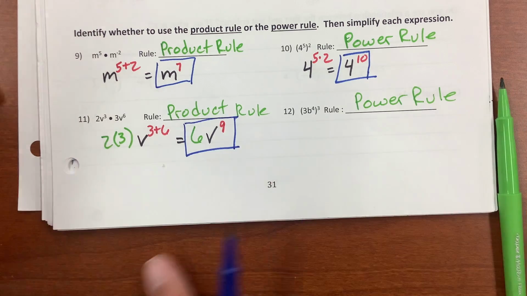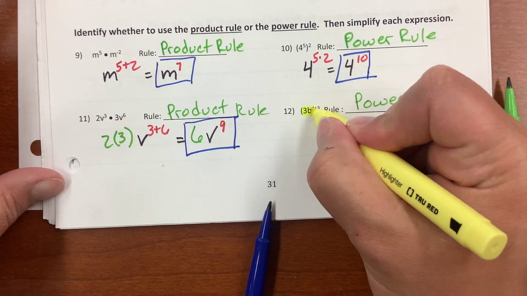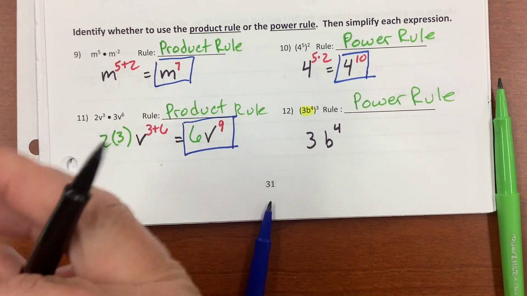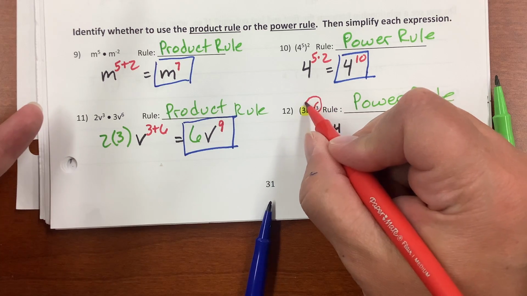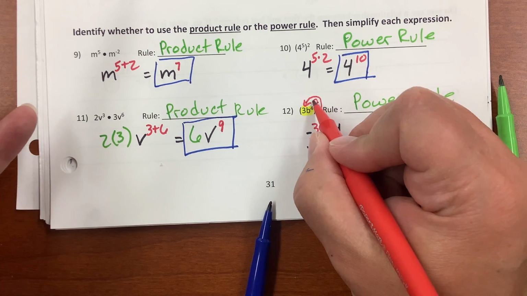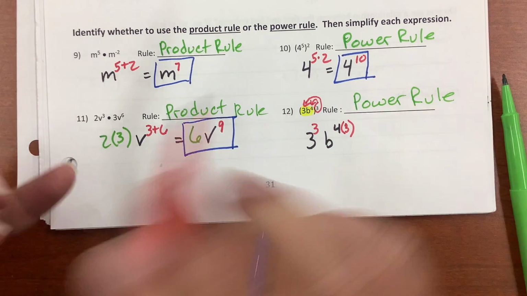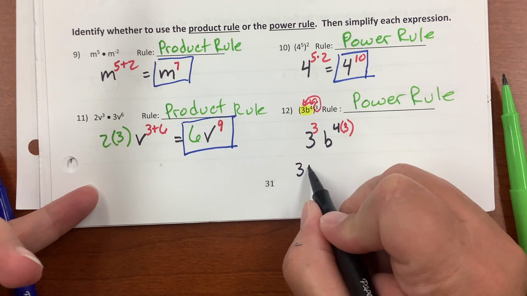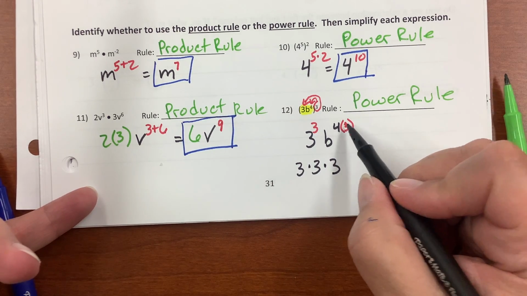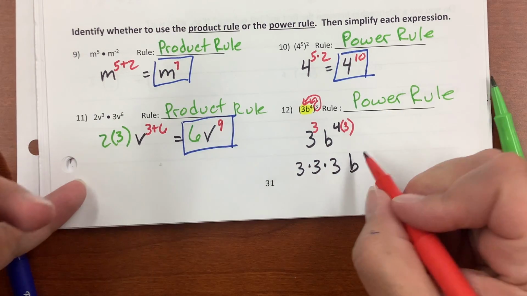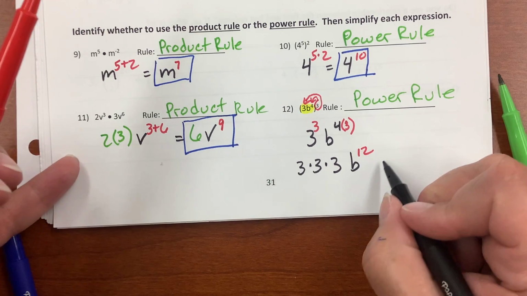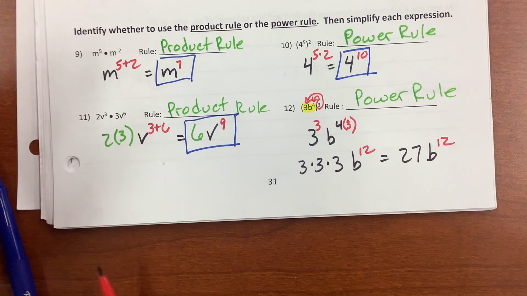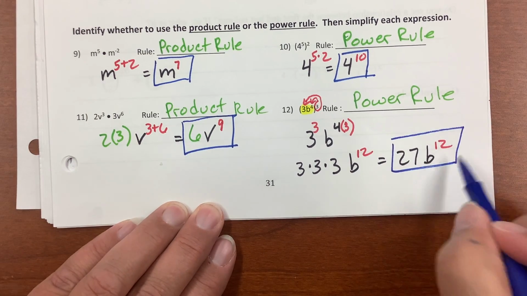Oh, look at this. The whole thing in here, 3b to the 4th, is the base. Now I have to distribute 3 as an exponent to 3, and 3 times 4. So 3 to the 3rd power is 3 times 3 times 3. And 4 times 3, b to the 12th. 3 times 3 is 9, times 3 is 27, b to the 12th power. 27b to the 12th power. Okay, not too bad.